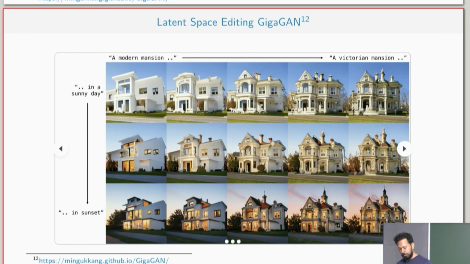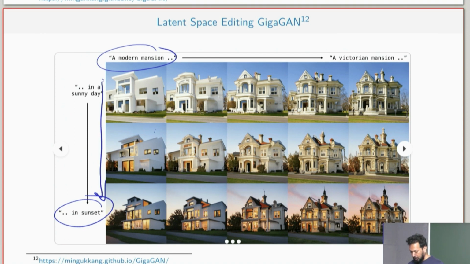Latent space embeddings can be done, which I will try to show you in an assignment, how you can do latent space embeddings. Basically, a modern mansion is given there, and in the sunset, the same building. As you go from day to sunset, there is a gradual variation, right? So you can play with this latent space to make these small, gradual changes. These are all fun things. These are the state of the art for GAN.